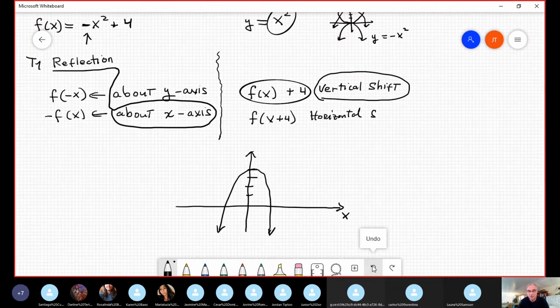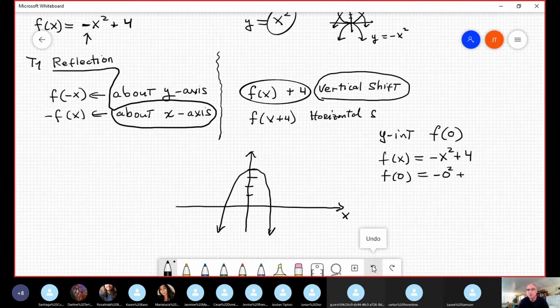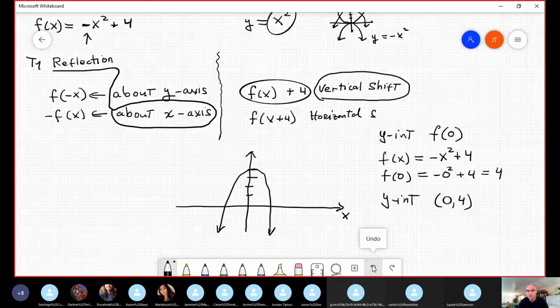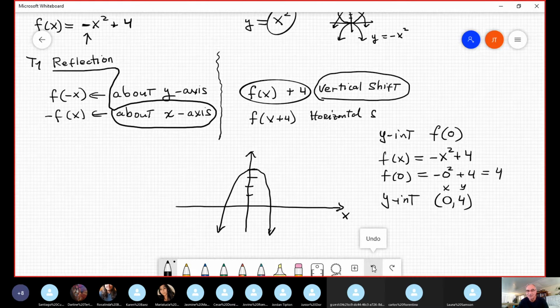Now, in order to find the y-intercept, remember function notation application, you evaluate the function at 0. And the function, remember, is minus x squared plus 4. When you evaluate at 0, it's minus 0 squared plus 4. It's obvious that the answer is 4. And the y-intercept is the point (0, 4), because the x was 0, and the y you get is 4. This point is the vertex of the parabola. It's the turning point of the parabola. I have the y-intercept.